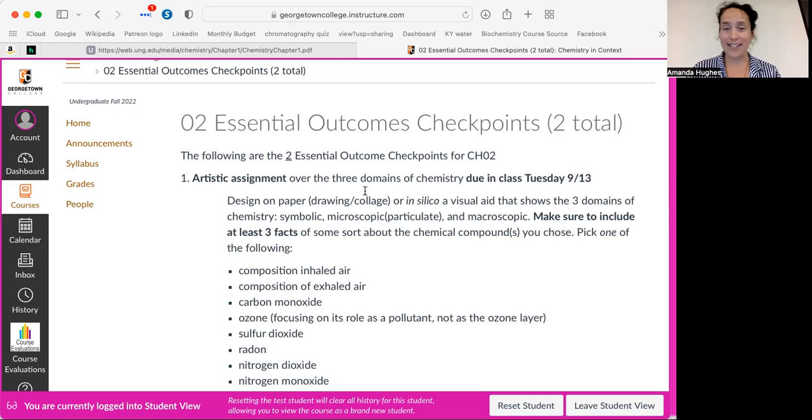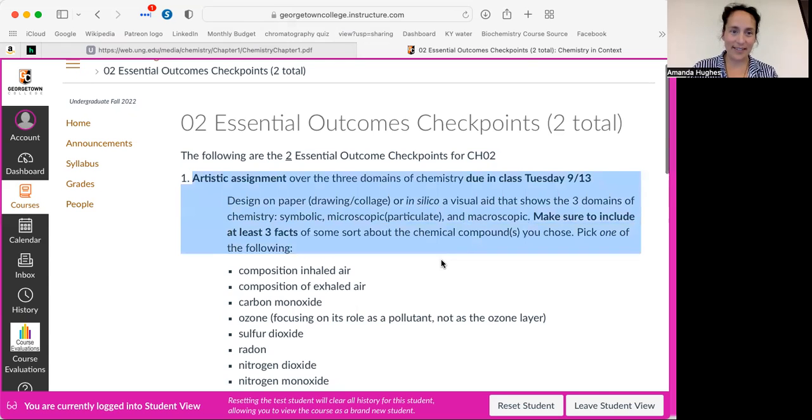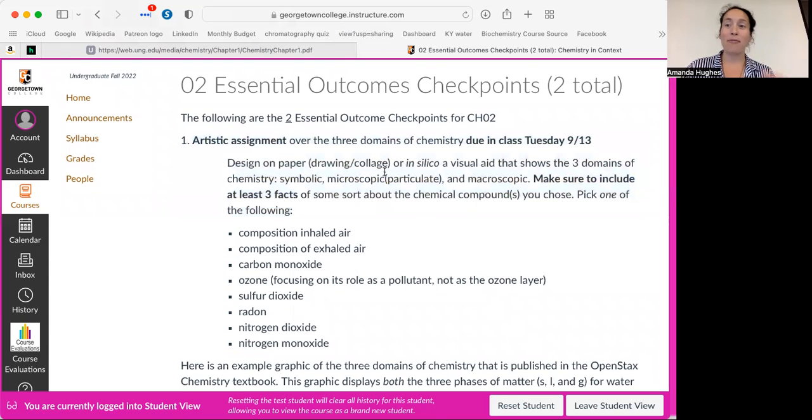So for this artistic assignment, this is the very first one right here. It's about the three domains of chemistry. Okay, so I want you to design on paper, so you could draw it, or you could do a collage, cutting up magazines or mail, whatever you have. Or you can make it in silico. In silico just means on the computer.